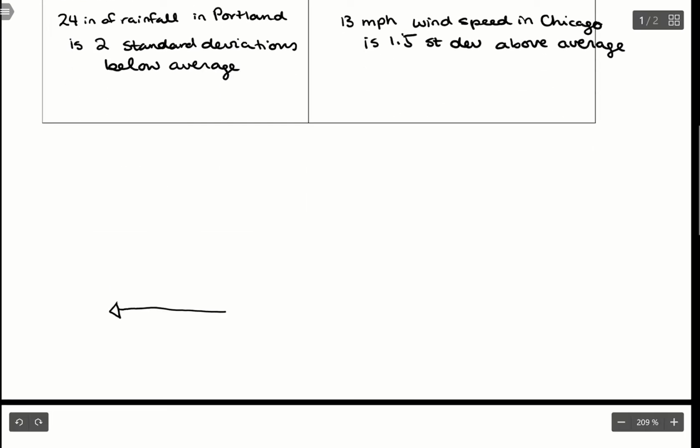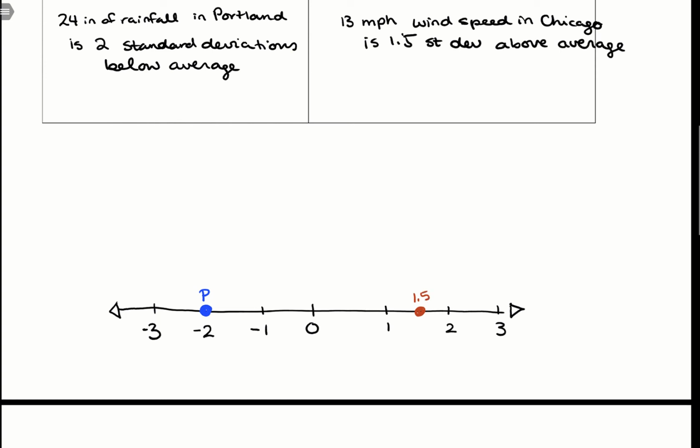So again, with that number line that we were talking about, where basically zeros are expected, then we could go like 3 standard deviations above, 3 standard deviations below. Then what we can see is where Portland's landing. Portland's landing down here at 2. That was 2 standard deviations below, and Chicago is landing up here 1.5 standard deviations above.